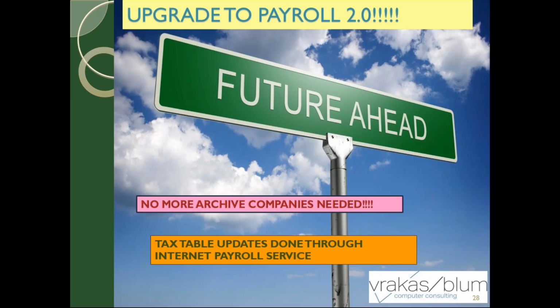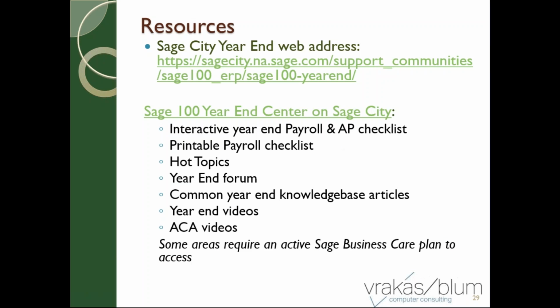So Carol did mention that the future ahead is upgrading to Payroll 2.0. This is a really great time saver for people who have been on payroll for quite some time, know that there's some pain points in the way the process is now. You won't need to create any more archive companies. The history will be saved because it's going to be on a business framework network. And the tax table updates are done through the Internet Payroll Service. So there's going to be a lot of advantages to upgrading to Payroll 2.0. Please contact us to discuss your options and a timeline for when you want to get onto this new feature.